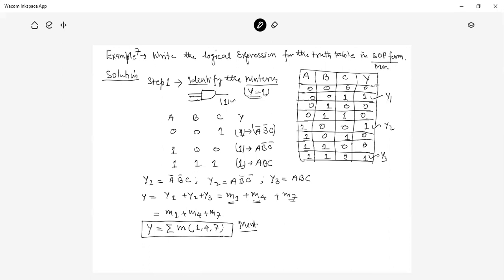Now, if we have to find the max term of the given expression, what is the max term? Max term Y bar is equal to pi M, and we say that is 1, 4, 7. 1, 4, 7 are included. So what are not included? 0, 2, 3, 5, 6. Because these are the 0s, five zeros. So these are the max terms from this.